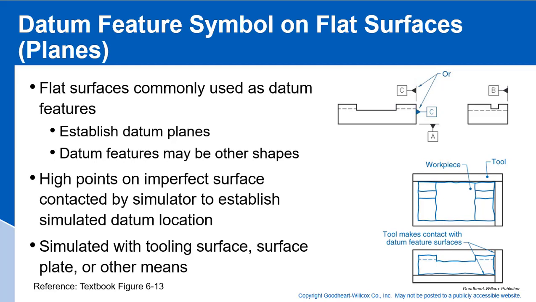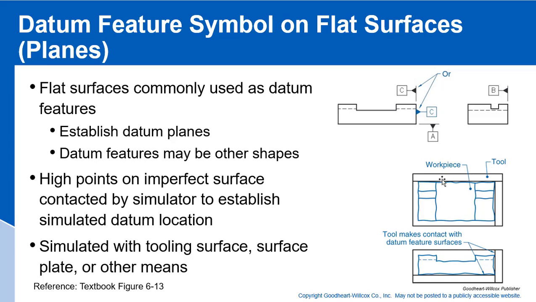Okay, so datum feature symbols on flat surfaces. Here's how we apply those here. Flat surfaces are commonly used as datum features. They establish datum planes, and datum features may be of other shapes, but here's how it is. We can apply the datums like this, or like this, or like this, or like this. So high points on imperfect surfaces contacted by simulators to establish the simulated datum location.